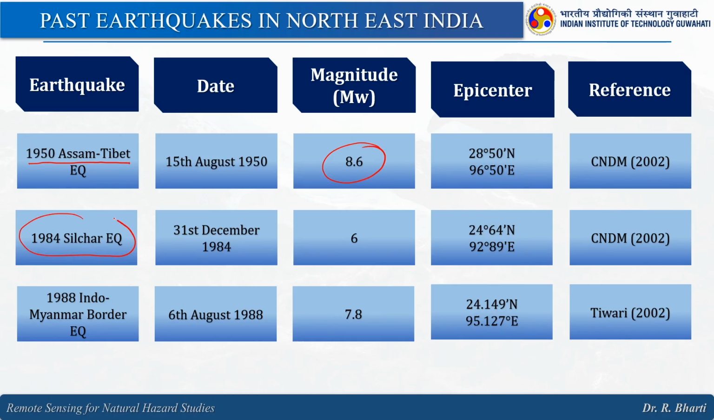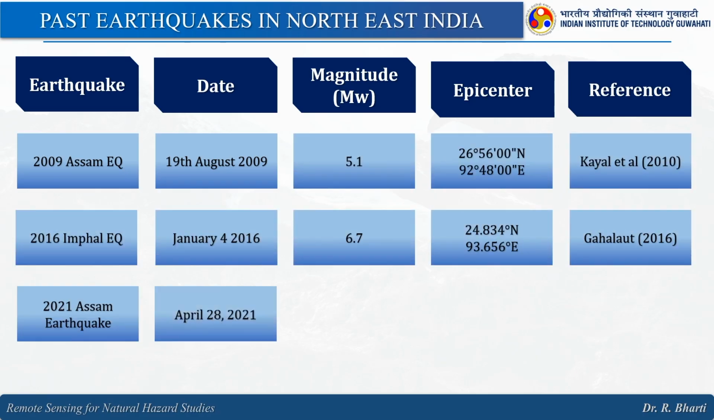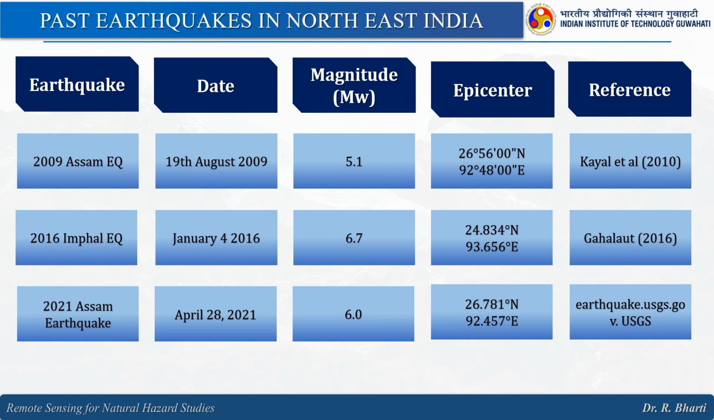Then the 1984 Silchar earthquake, and the magnitude was 6. Then the 1988 Indo-Myanmar border earthquake, and here it was 7.8. These were very devastating earthquakes. When it is more than 4, we consider it to have a huge impact on structures and mankind. So in 2009 Assam, we again had 5.1. Then the 2016 Imphal earthquake with 6.7 magnitude. And then recently we had the 2021 Assam earthquake with a magnitude of 6.